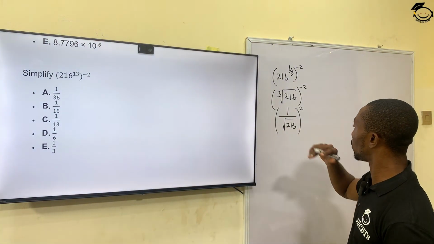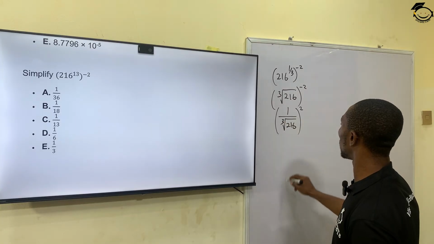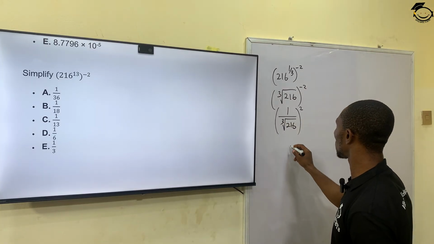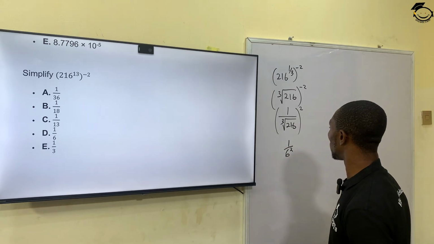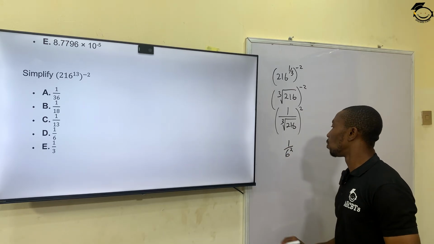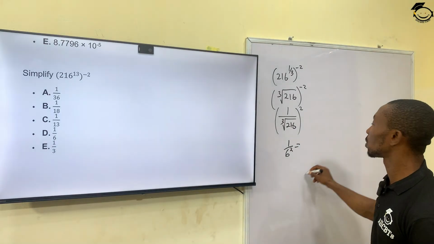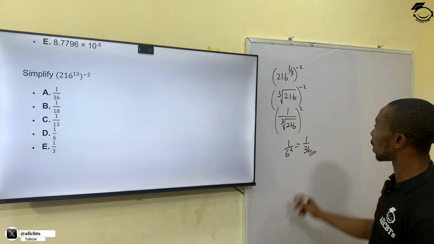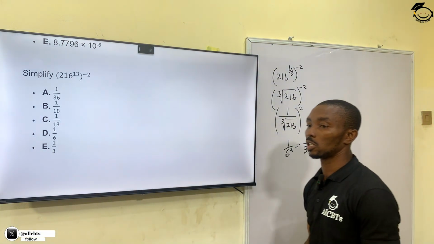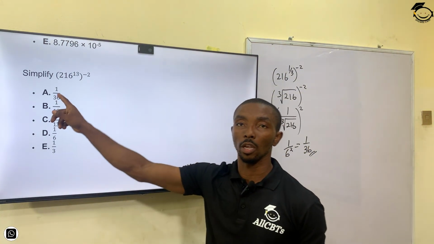Now, the next thing we are going to do is, what's the cube root of 216? Cube root of 216 is 6. So this becomes 1 over 6 squared. Okay? Now, 1 over 6 squared will give us what? 1 over 6 times 6 will be 36. So our answer will be 1 over 36, which is option A.